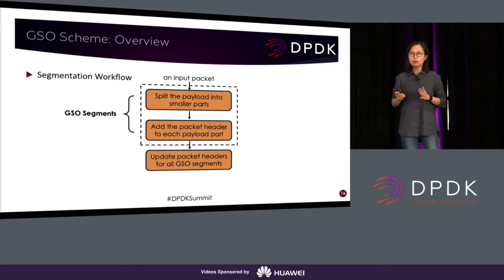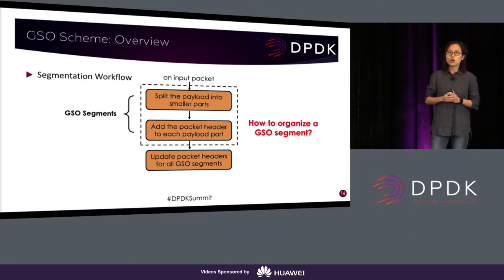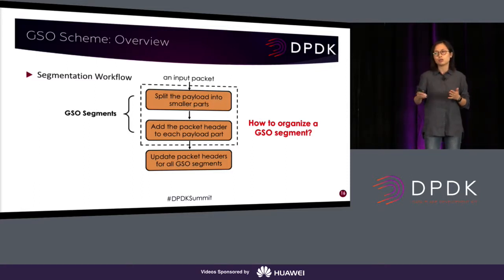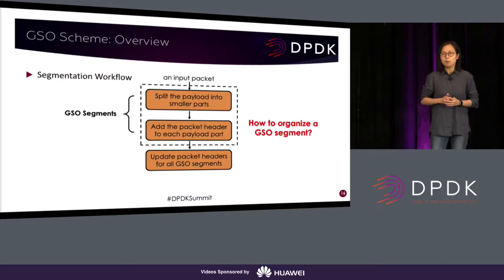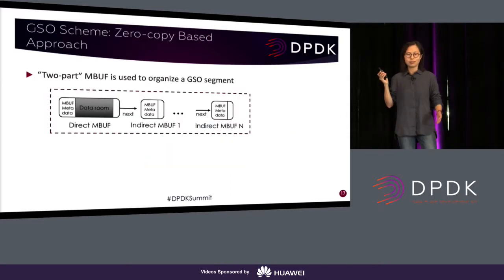There is a very important question in this segmentation scheme. This is how to organize a GSO segment. As you know, the simplest way is that we can copy the header and payload to generate a new packet. But too many memory copy operations will hurt system performance. So in our GSO scheme, we use a zero copy-based approach.